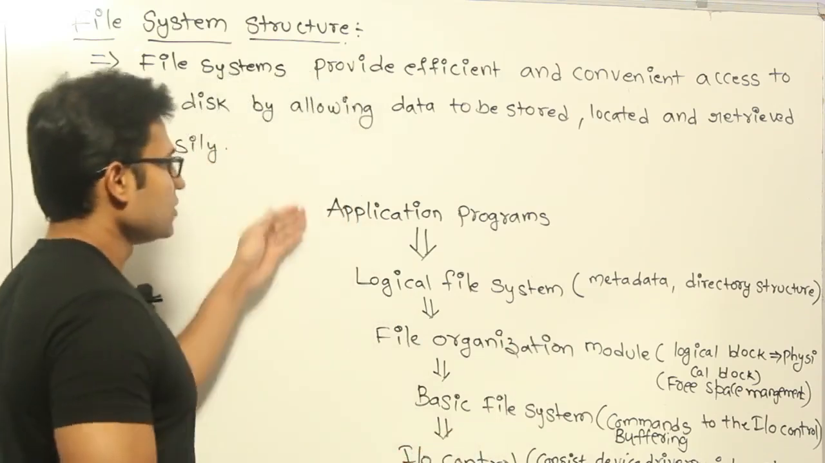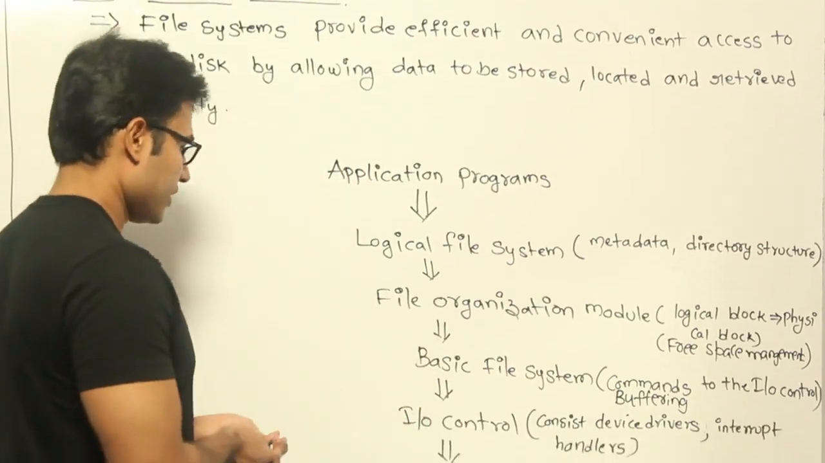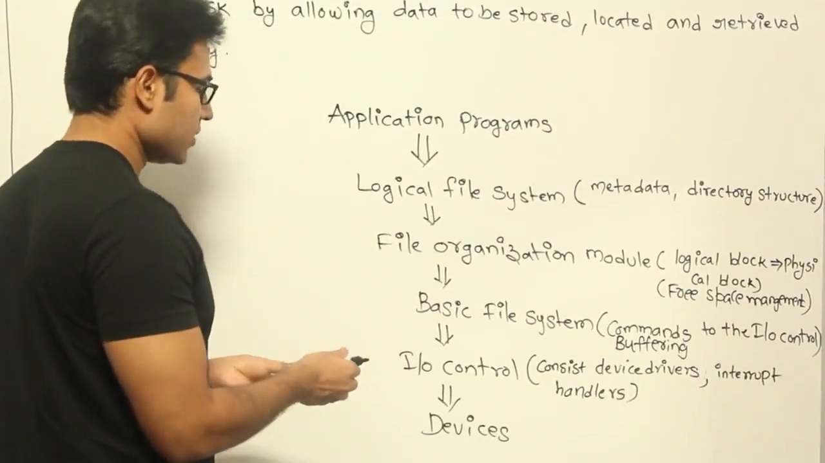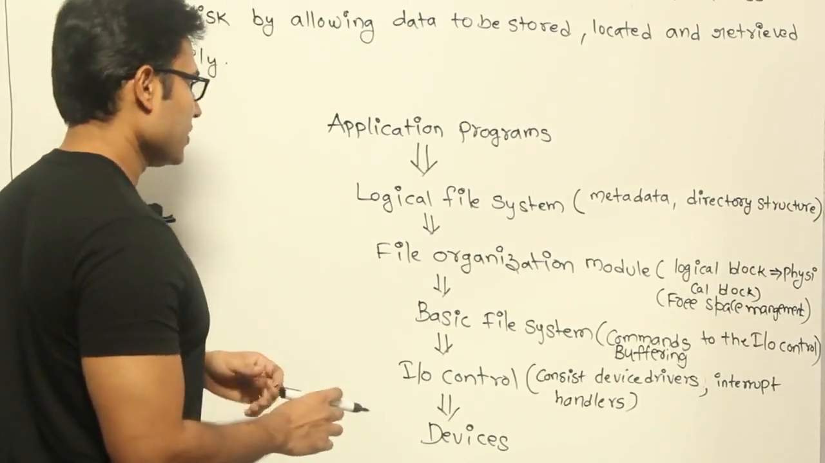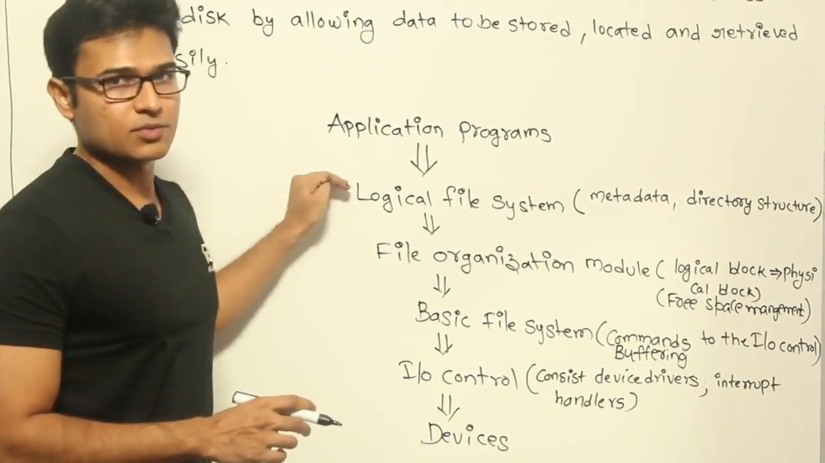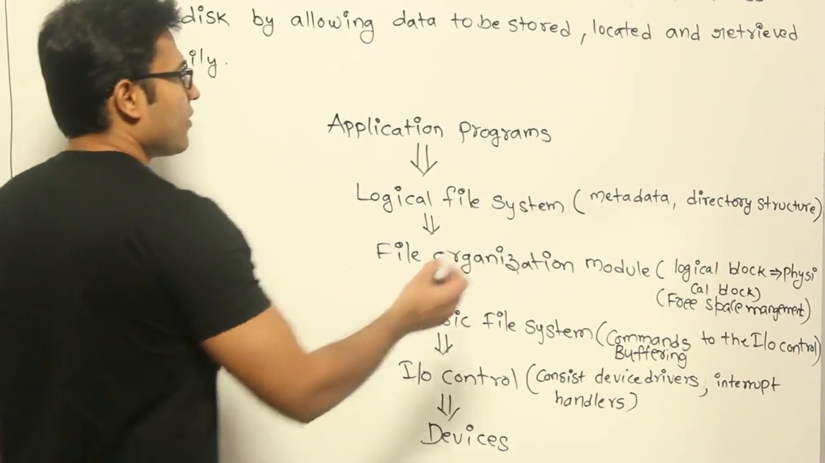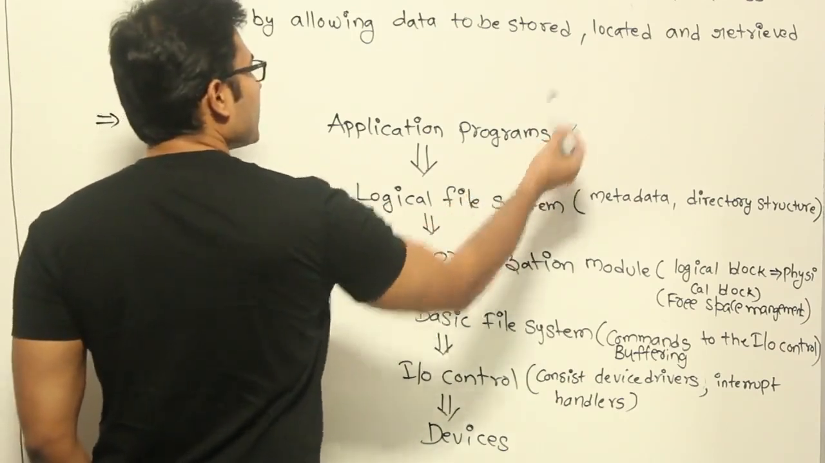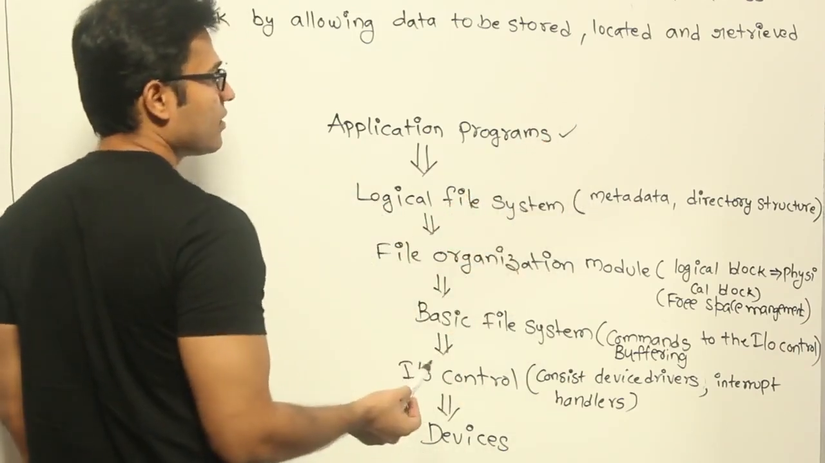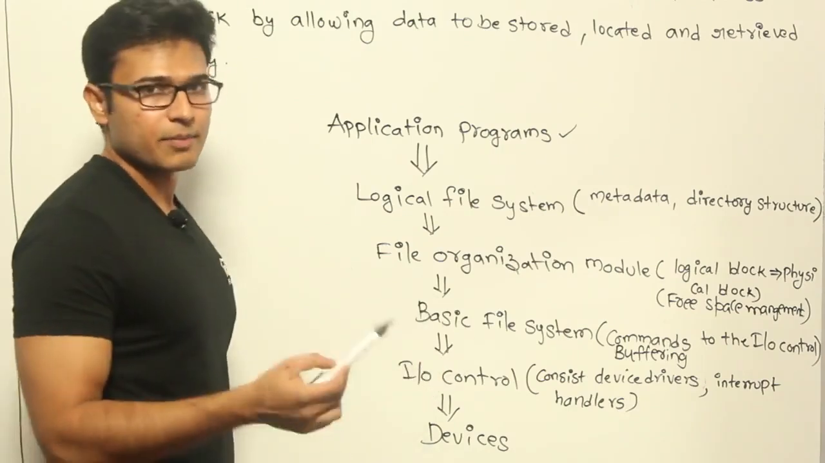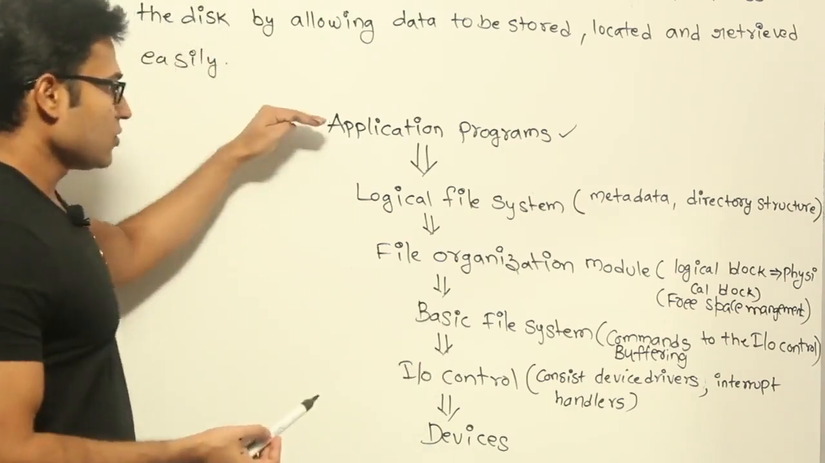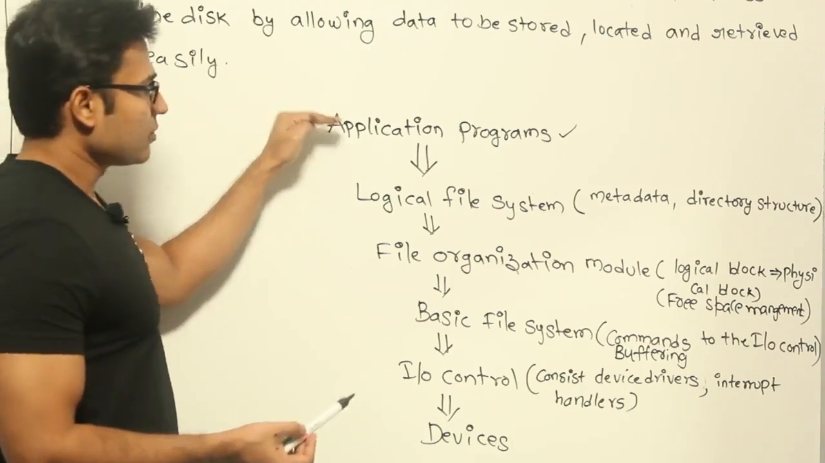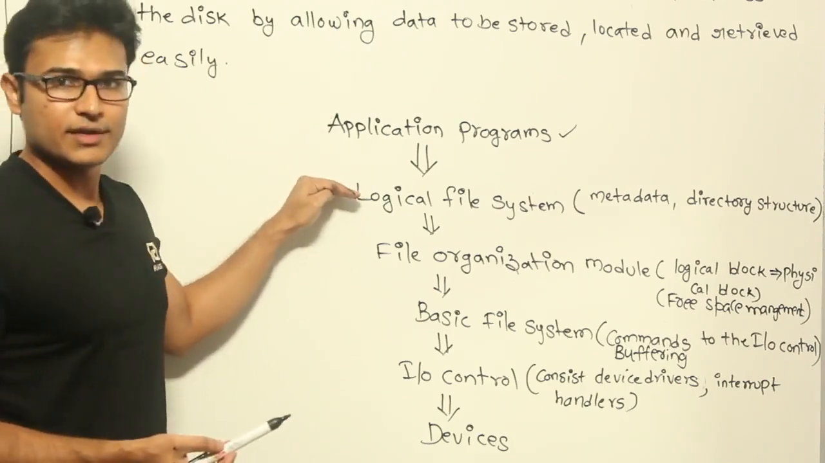Now let us say this is the flow which we are going to follow. Our file system is going to be classified into various layers, and each layer is also named, and each layer has specific responsibilities. First thing is, when an application program asks for a file, whether to create a file or to delete a file or to append to it or read from it, whatever the operation, the first request will be directed to the logical file system.